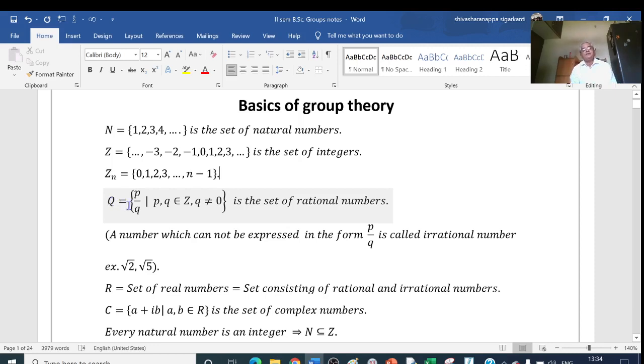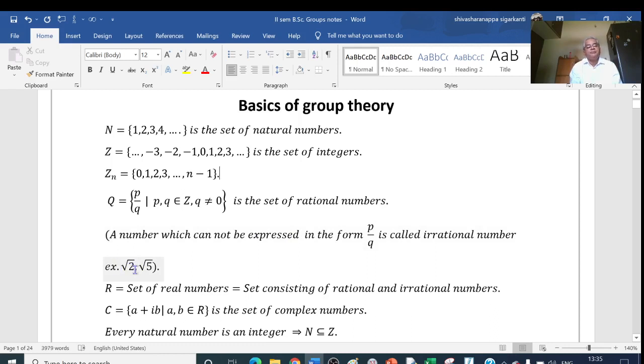This is the set of rational numbers, and this is a real number here. Real number means any number which can be represented by a point on the real line. We call that a real number. This is also a real number here, and a real number which cannot be expressed in the form of p by q, where p and q are integers, is known as an irrational number. For example, root 2 is an irrational number.